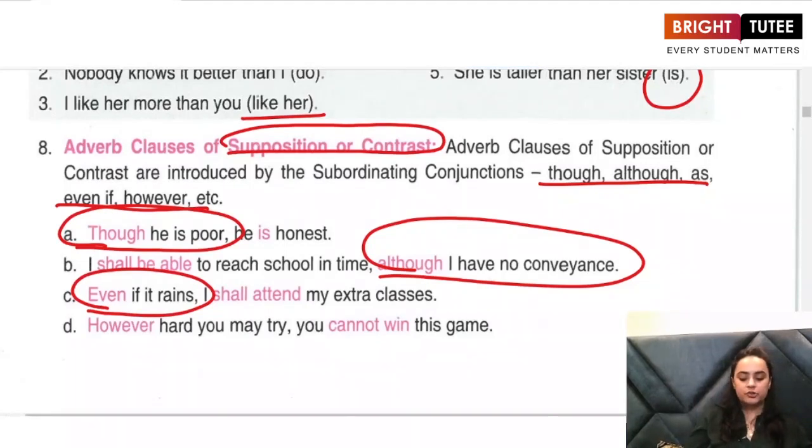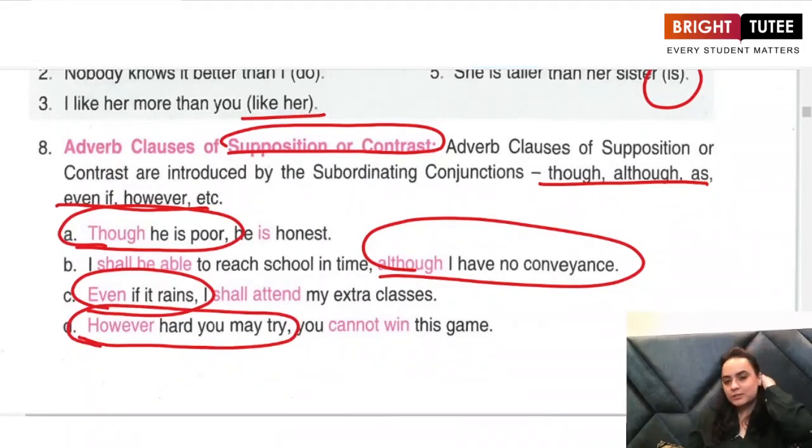However hard you may try, you cannot win this game. So you cannot win this game. What is the contrast? However hard you may try. So you see, adverb clauses of supposition or contrast are those adverb clauses that talk about some contrasting features in the same sentence.